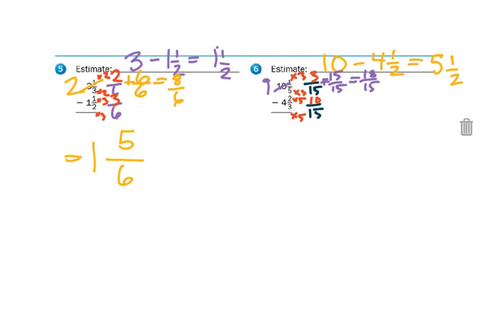Now, my denominators are the same, and my numerator on the top is larger than my bottom fraction. So 18 15ths minus 10 15ths is 8 15ths. And 9 minus 4 is 5. 5 and 8 15ths.